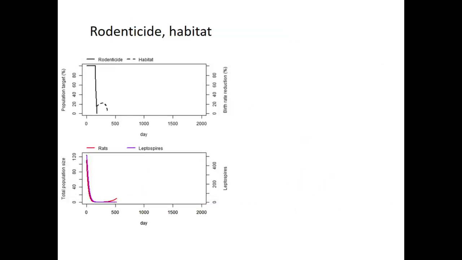So if we now look at those controls where we split the year in half, if we look at rodenticide followed by habitat management, we see that we have to target 100% of the population with rodenticide for the first half of the year, followed by only a small amount of habitat management. And this is because rodenticide has decreased the population to a point where you only need a small amount of habitat management to keep it at a low level. But once we stop applying any control, you see that the number of rats, again, very quickly increases back up to its carrying capacity, and that eventually so does the number of leptospires.